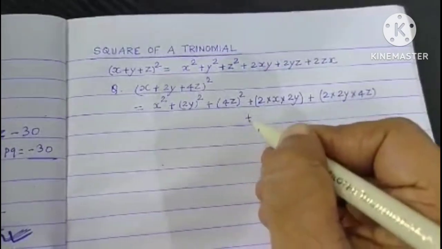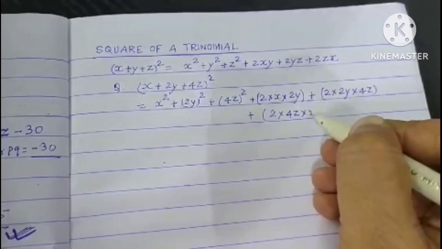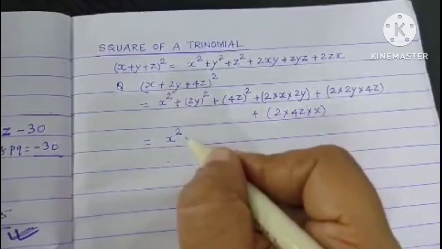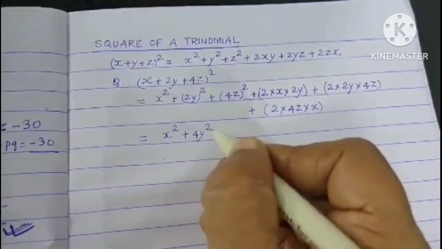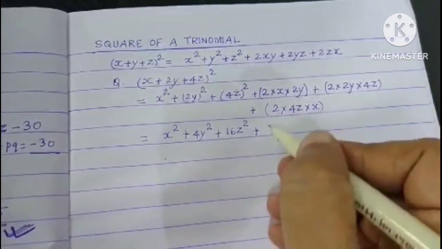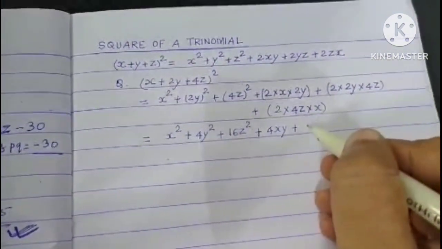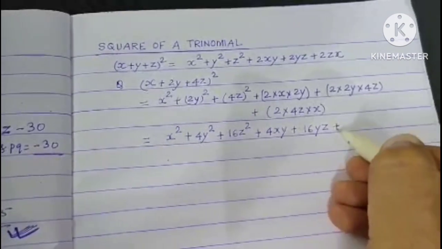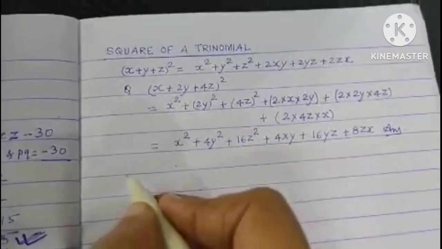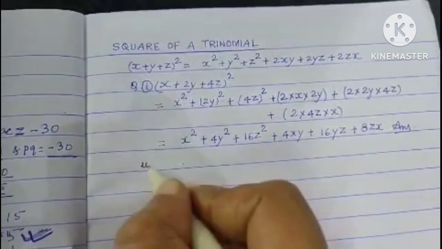then again plus 2 multiplied by z, that is 4z, multiplied by x. Let us simplify this one. This will come out to be x square plus 4y square plus 16z square plus 4xy plus 16yz plus 8zx, and this will be our answer. Okay, let's come to another question.